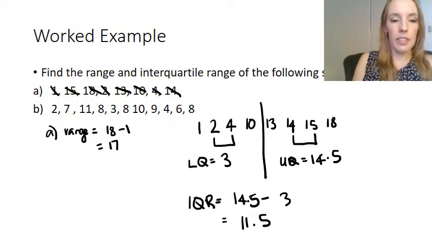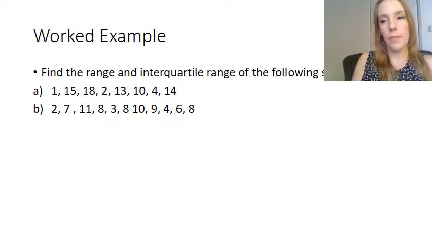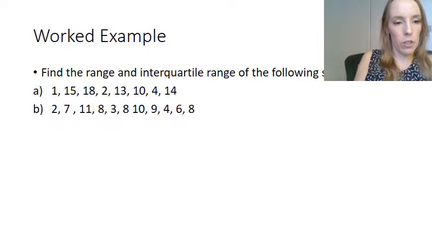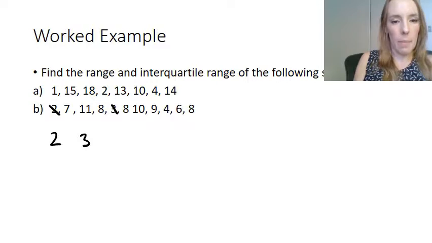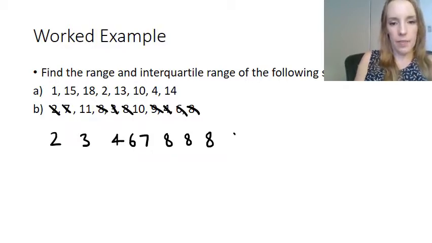Okay, so we found the range, which was 17, and the interquartile range, which was 11.5. We're going to do the same for our second set of data. Again, we're going to arrange our data in ascending order. We've got 2 as our lowest value, then 3, then 4, then 7, 8, 8, 8. Oh, I forgot 6. We've got a 6 here. Let's pop that 6 in there. Then we've got 9, 10, and 11.